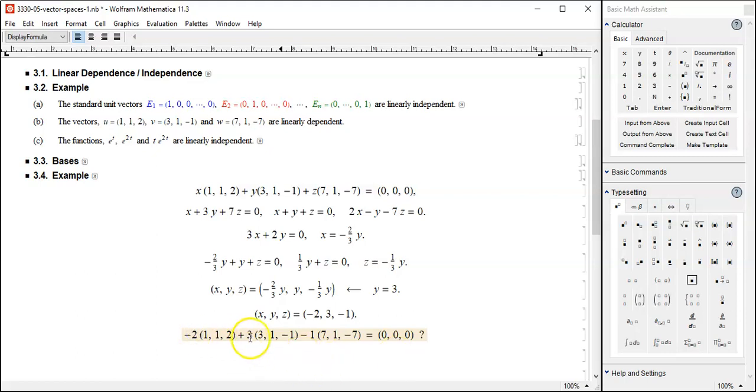So negative 2 plus 9 minus 7, yeah, that's good. Negative 2 plus 3 minus 1, yeah, that's good. Negative 4 minus 3 plus 7, yes, true. Turns out okay. Oh wow, that was highly unpleasant computation, but it can be done.